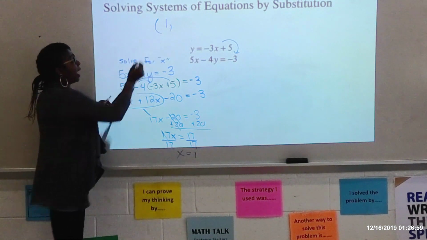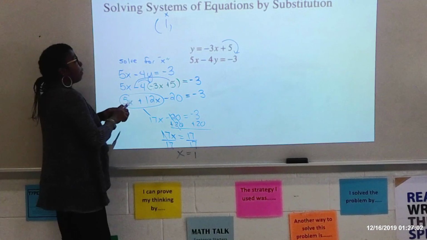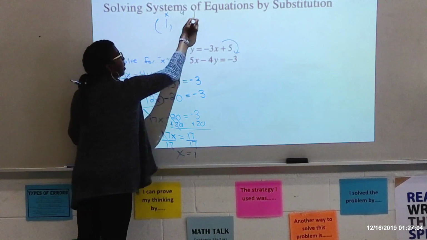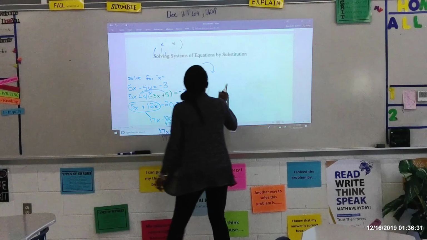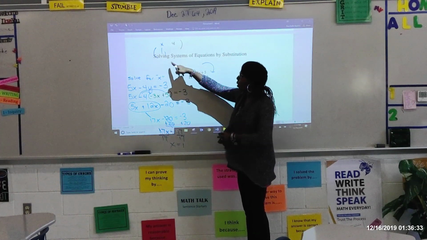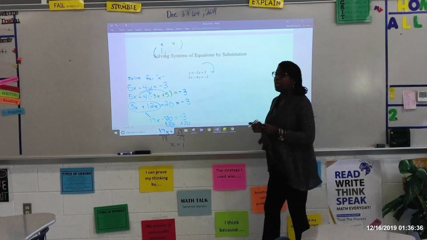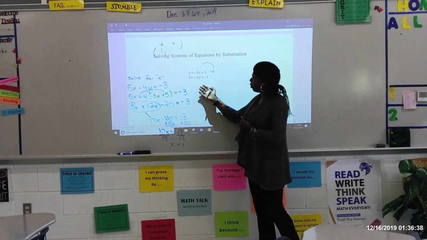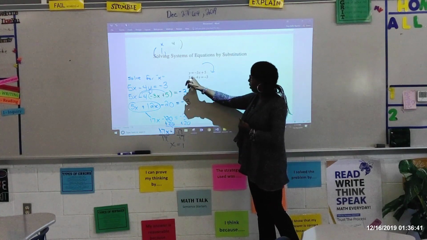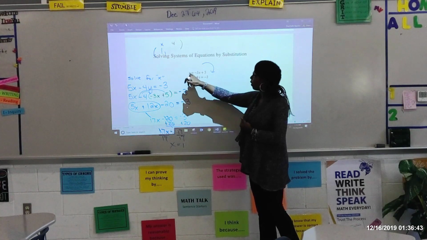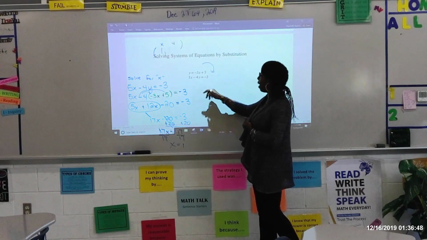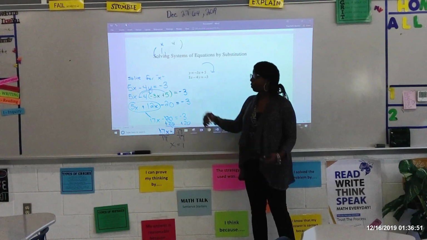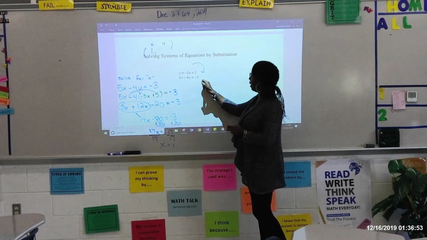But I can't just have x, I need to also have y. So let's find y. So x is equal to 1 as part of our solution. So now we need to find y. You have two options. You can plug x equal to 1 into the second equation, or the first one where it's already set for y is equal to negative 3x plus 5. I'm going to recommend you use the first one. It's the easier one. So let's substitute it in.